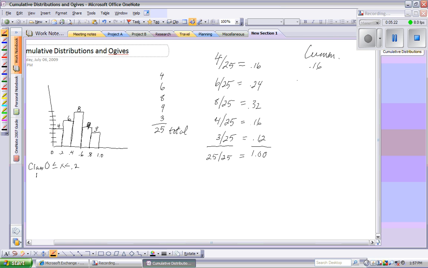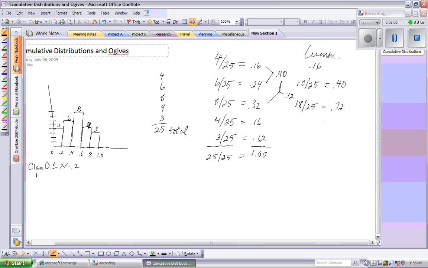So 0.16. Now, to get the next level, in a cumulative frequency distribution we're asking how many were in class 2 or lower. So there were 6 plus 4, 10 in class 2 or lower. 10 out of 25 is equal to 0.40. And you can see you can get 0.40 by just taking 0.16 and 0.24 and combining them. The cumulative for class 3 or below would be 4 plus 6 plus 8, which is 18 out of 25, which is 0.72, which you can see if you added this with the total from that, you get 0.72.